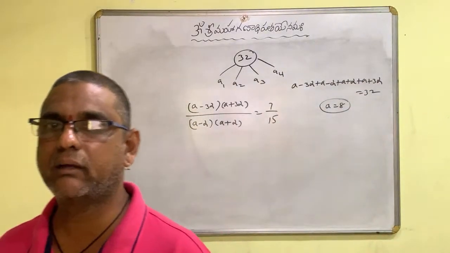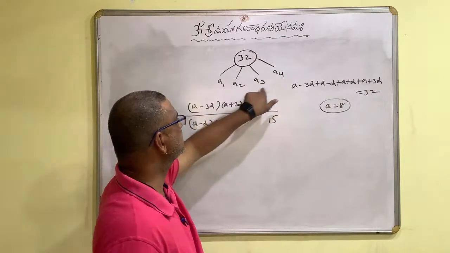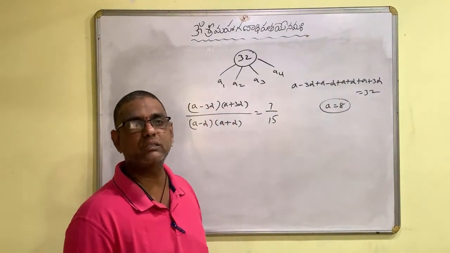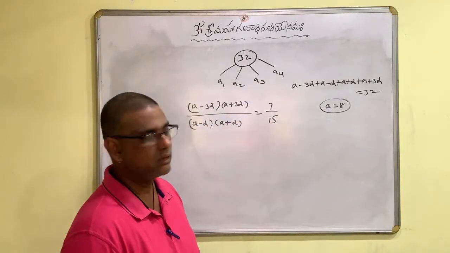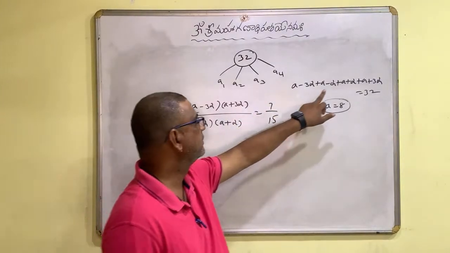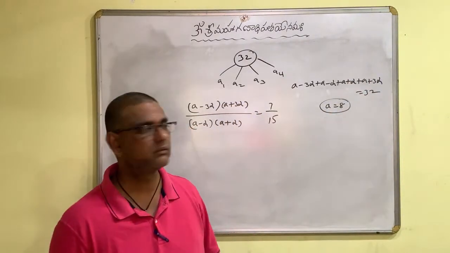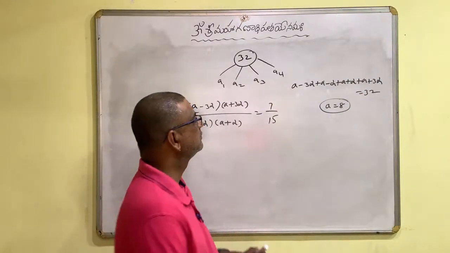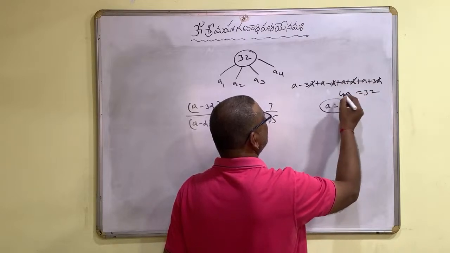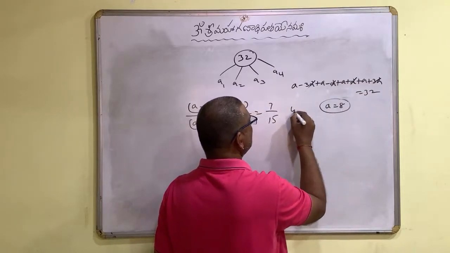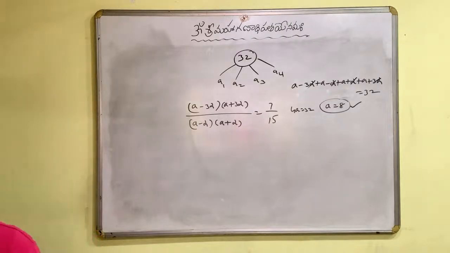Once again, I try to understand the problem. We need to divide 32 into 4 numbers. Given those 4 numbers are in AP. That means A1, A2, A3, A4 are in AP. Consider A1 as A minus 3D, A2 as A minus D, A3 A plus D, A4 A plus 3D. Their sum is given 32. So minus 3D plus 3D cancel, minus D plus D cancel. 4A is 32, and A is 8.